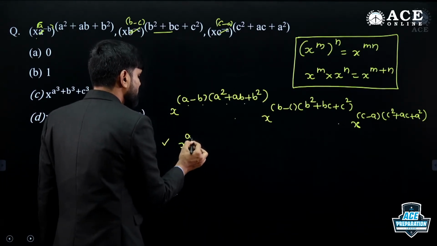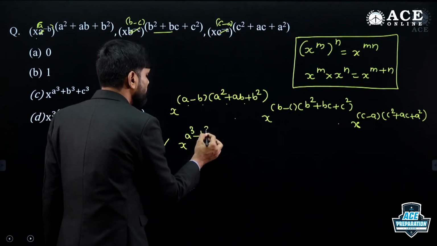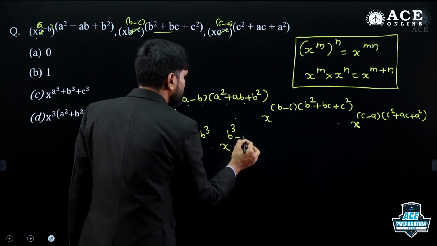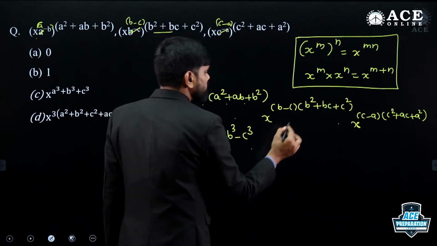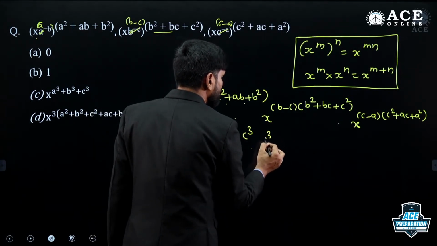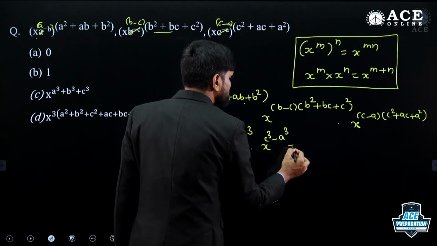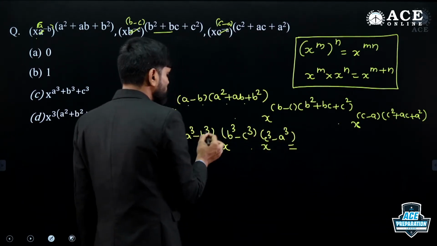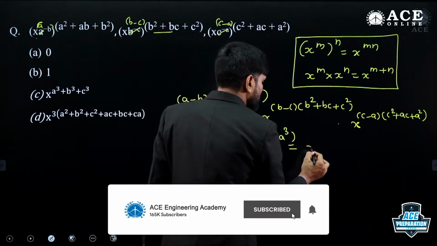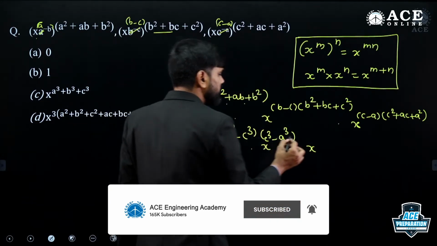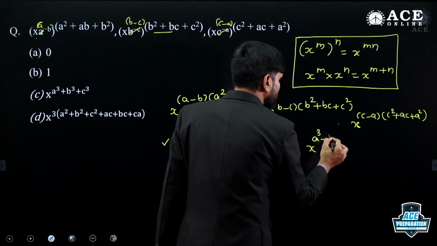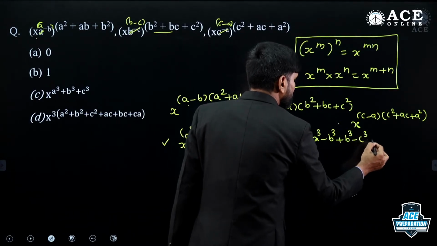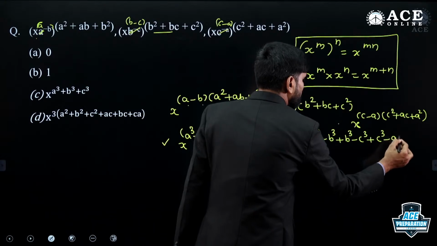So this is nothing but x to the power of a cube minus b cube into x to the power of b cube minus c cube into x to the power of c cube minus a cube. This is equal to, you assume it as x to the power of m, x to the power of n, like that. As all the bases are equal, we simply add the powers. That will give you x to the power of a cube minus b cube plus b cube minus c cube plus c cube minus a cube.